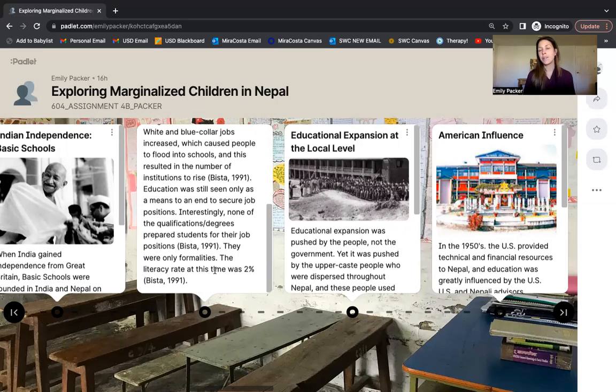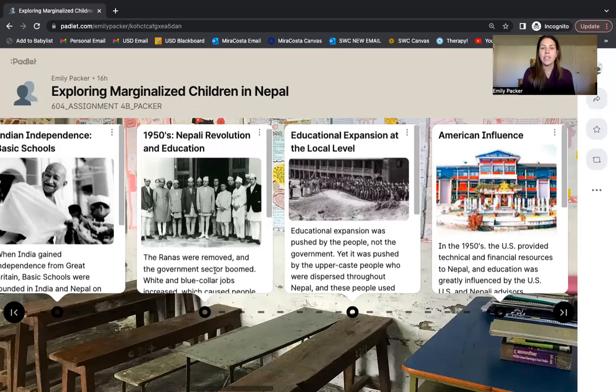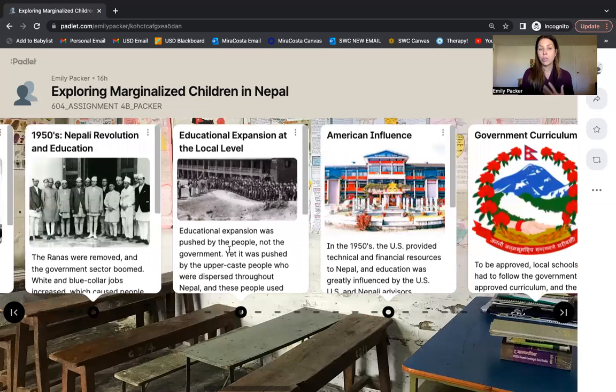The literacy rate was still only 2% at this time, but education was beginning to get its legs here. So the educational expansion at the local level really came from the people. But interestingly, it wasn't the upper caste people, because the upper caste really wanted to maintain the status quo, despite the caste system being illegal at this point.